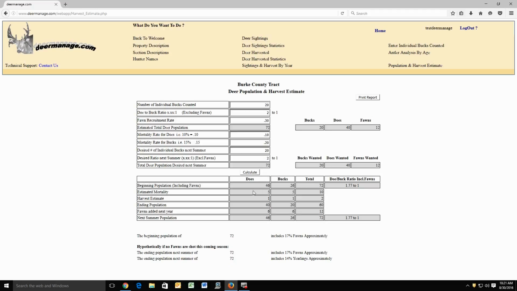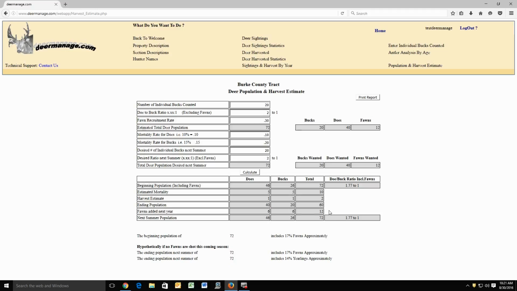Our estimated mortality will be 5 does, 5 bucks for a total of 10 deer. Look at our harvest estimate. In this property here, we should really only shoot 1 doe and 1 buck for a total of 2 deer. And the reason that is happening is because we are not recruiting very many deer. We're going to be recruiting approximately 12 deer into the deer population.